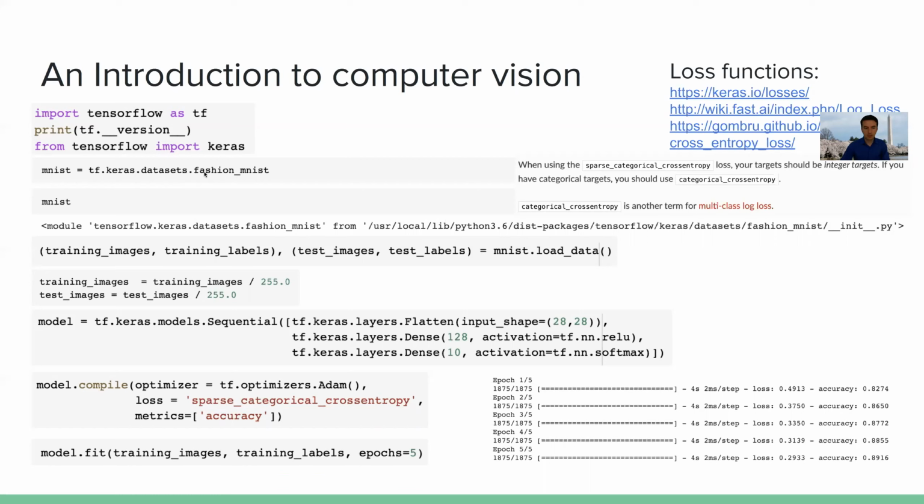So if you just type datasets.mnist, you're going to get the MNIST dataset. If you type fashion MNIST, you're going to get the Fashion MNIST dataset. And if you look at it, it's actually a repository, a Python repository.